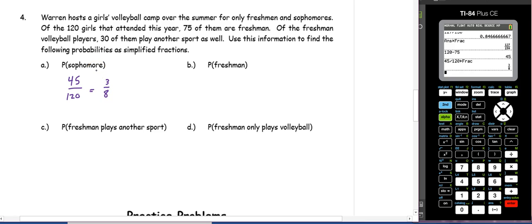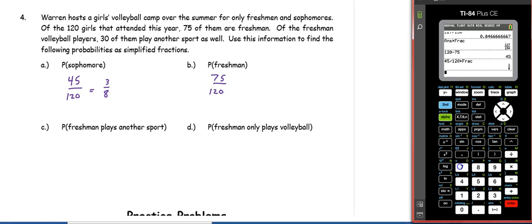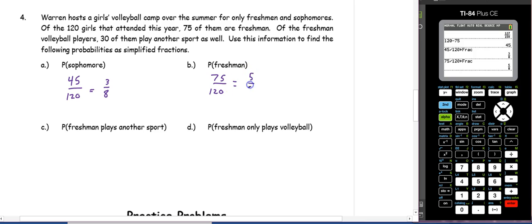So to get our probability of freshmen, we know that there's 75 freshmen out of a total 120 at the camp. 75 divided by 120, math, enter, enter, and that reduces to 5/8.